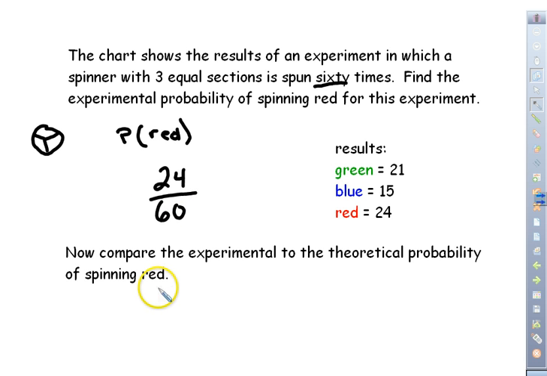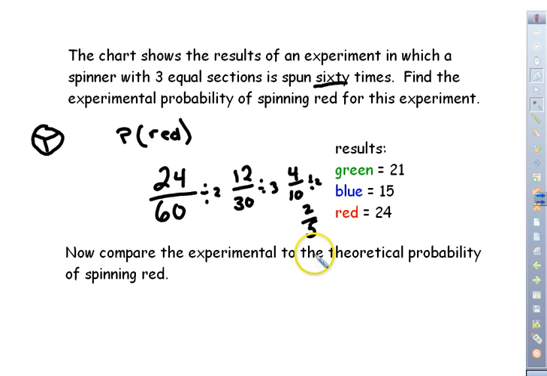Okay, so you get 24 out of 60 is the results. And again, you will always want to reduce these numbers. Okay, we can reduce it by 2, get 12 over 30, divide by 3 then, and get 4 over 10. Or you could then divide that by 2 and get your 2/5.